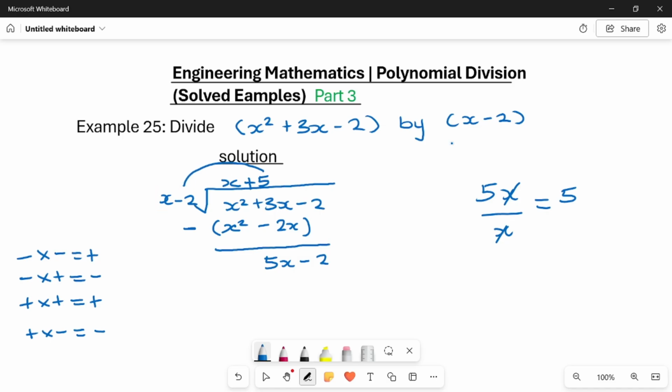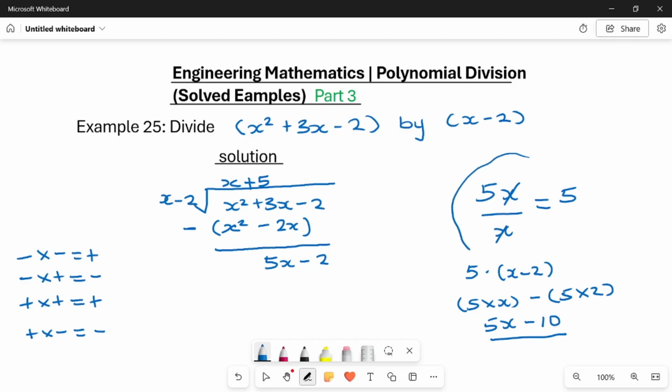So when you do that, you have 5 times x minus 2, which will give us 5 times x minus 5 times 2. 5 times x will give us 5x, minus 5 times 2 will give us 10. So this will be our answer when we multiply 5 times x minus 2. So write it here: 5x minus 10.